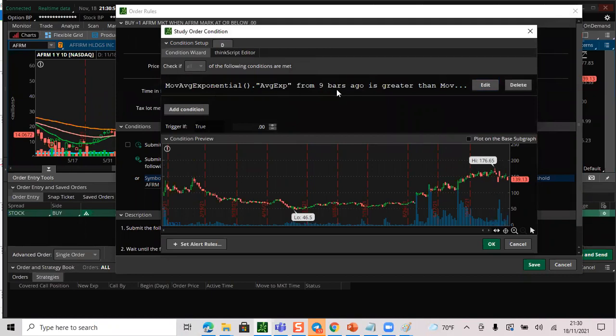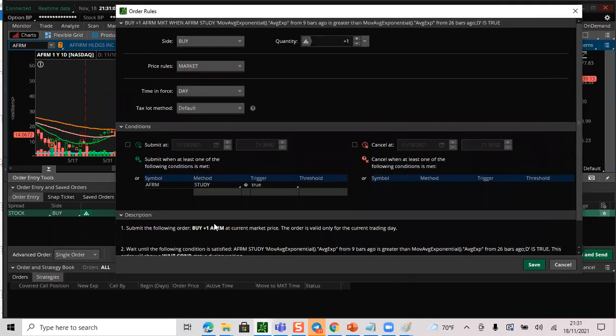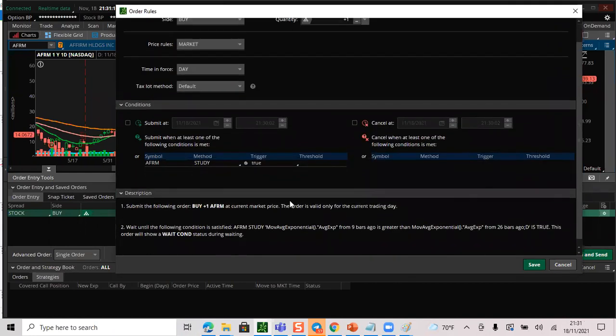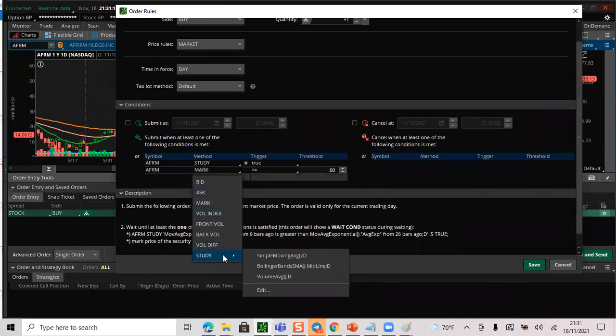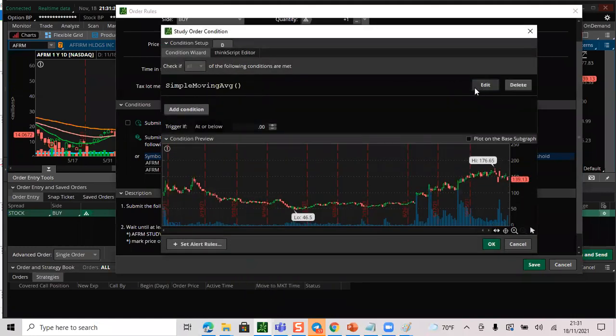moving average exponential goes above 9. 9 is greater than 26. You can just go for it to buy it on a daily basis. So that's my condition. You can just automate this one too. And also on top of it, you can also add study, edit.